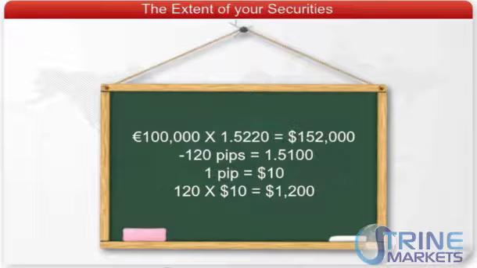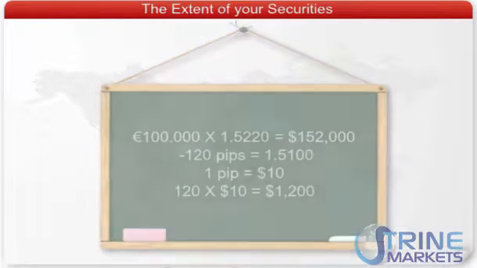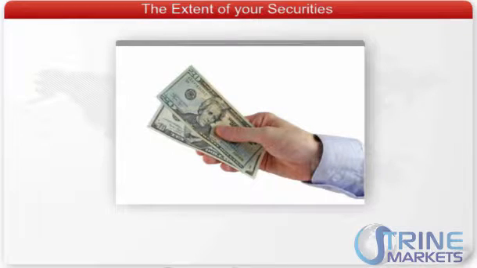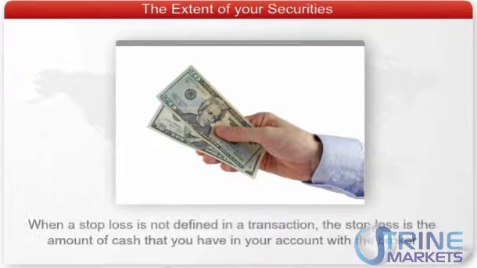Will the bank allow me to go below my level of collateral? Never. Remember, when you don't define a stop loss in a transaction, the stop loss is the sum of money that you have in your account with the broker. If you have no remaining collateral, the transaction will be immediately terminated. Therefore, it's important to place a stop loss order.